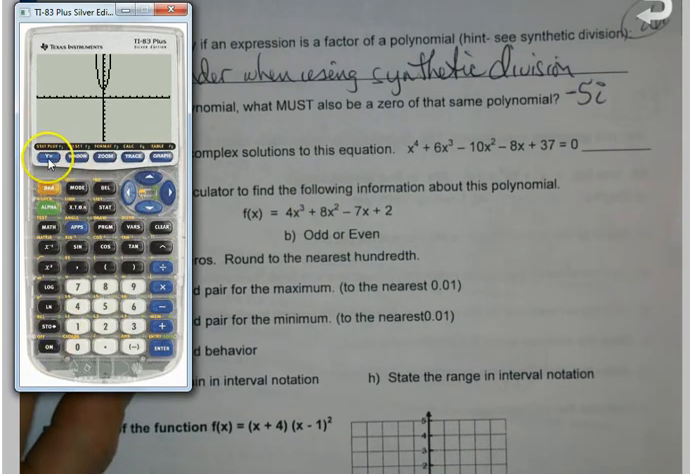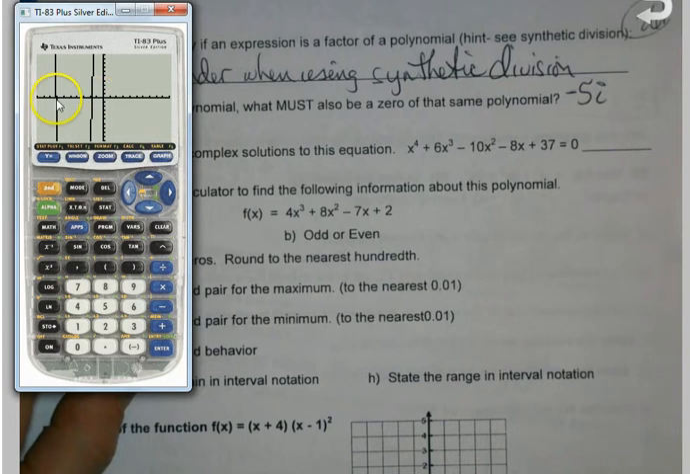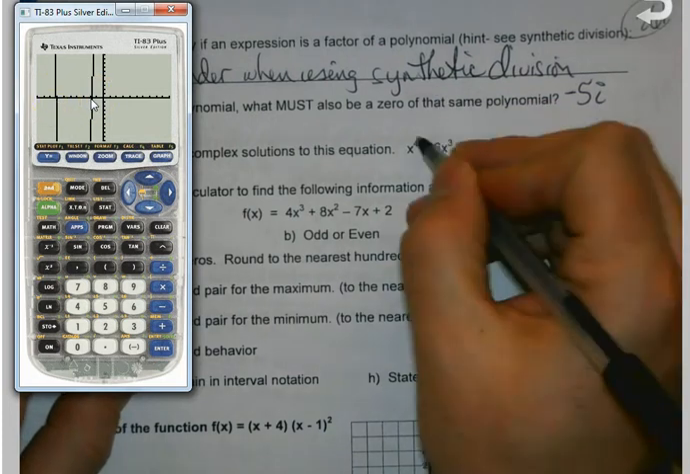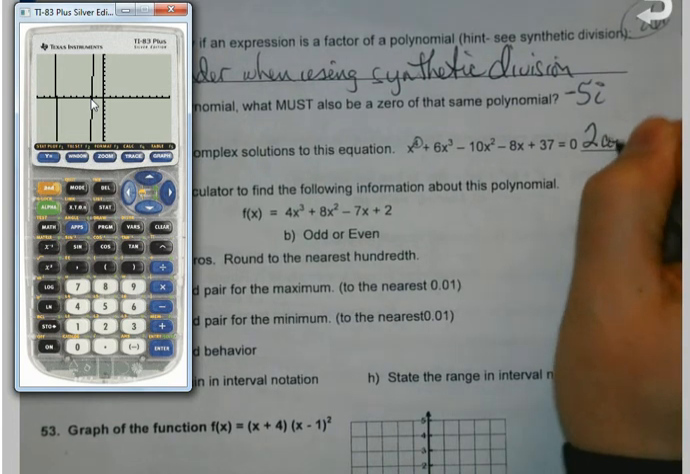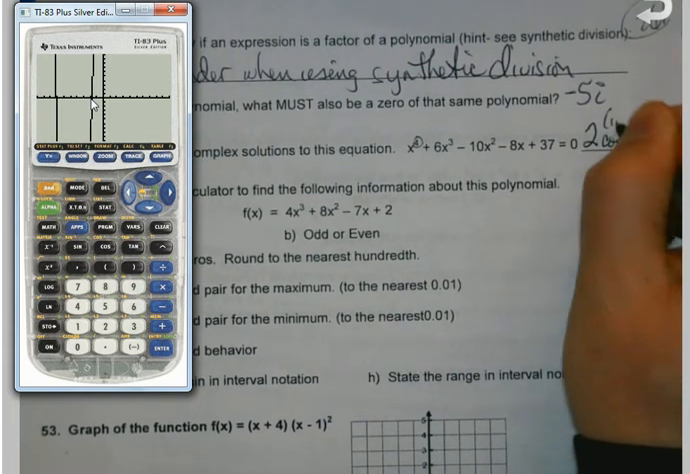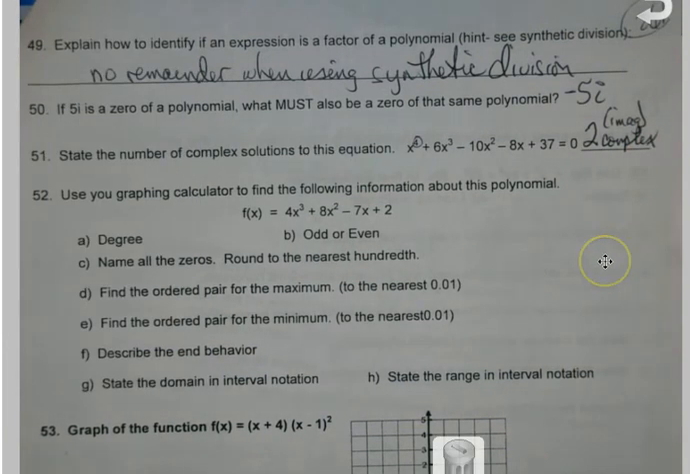51, with the calculator help. State the number of complex solutions, imaginary solutions. So basically, all I'm going to do is go through here. I'm going to graph it, and I notice I see 2 real zeros. I know there's going to be 4 solutions total. So if 2 are real and there's 4 total, it leaves 2 complex or 2 imaginary solutions. That's all you're doing. Don't make it harder than it needs to be.